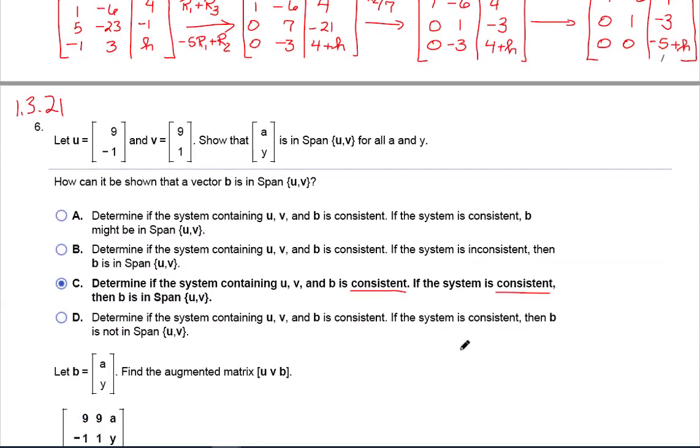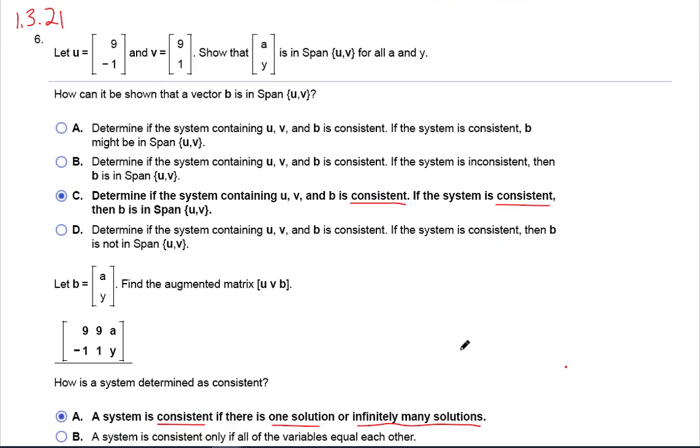All right, question 6. We have U and V. We'd like to show that this particular vector is in the span of U and V for all possible A and Y. All right, so what they're leading you through here is, one, we would like to show it's consistent so that there is at least one solution. They form the augmented matrix with U, V, and A and Y.